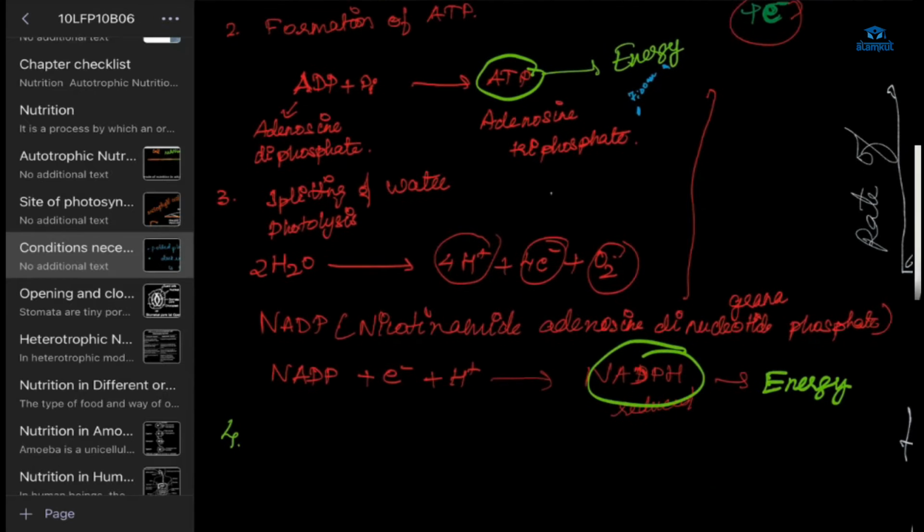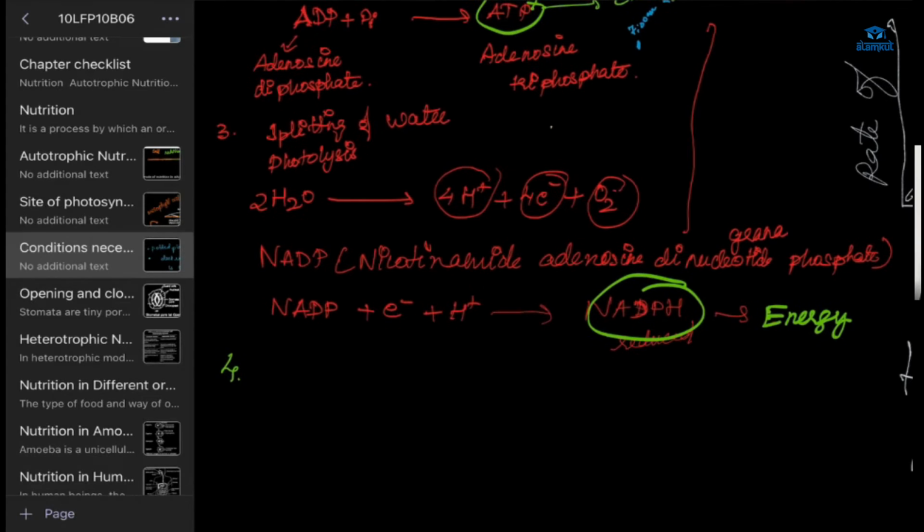Then what happens? There is photolysis, that is splitting of water. From water we are getting hydrogen and oxygen and more electrons. Okay, so what is happening here? The oxygen will go into the atmosphere, comes out, right? Which we breathe, right? So this is how the oxygen is formed.